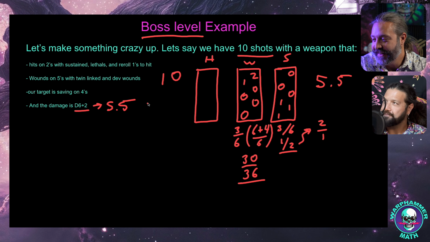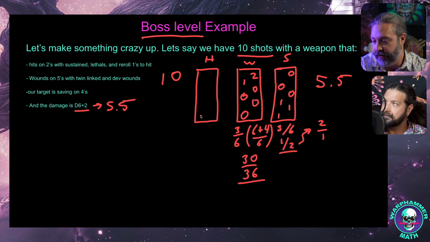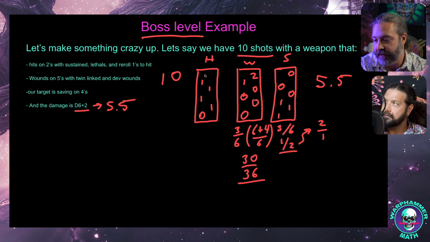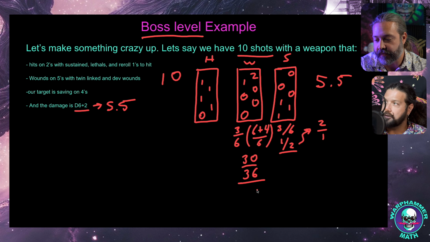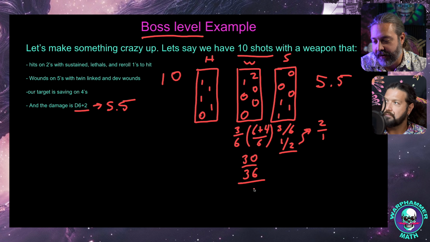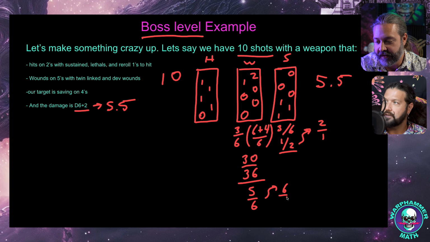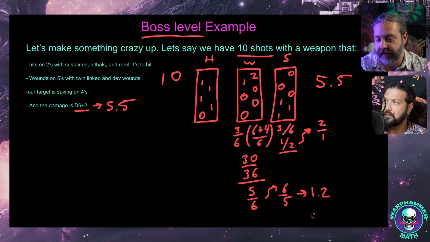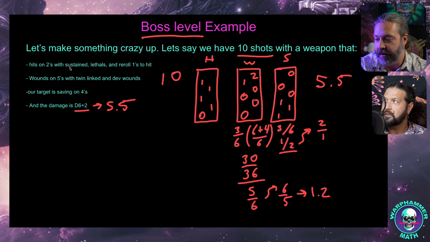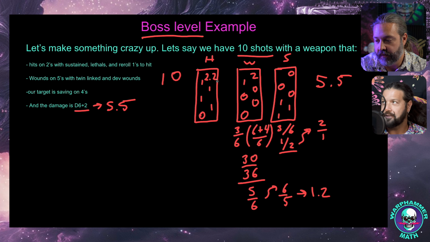And then for our hit roll, hitting on 2s with sustained hits, lethal hits, and re-rolling 1s to hit. Now what's our critical value going to be? 6/5. So I guess we did have to reduce this. This is 5/6, and the reciprocal of that is going to be 6/5, or if you prefer, 1.2. But we also have sustained. We're going to add 1 to it also. So it's going to be 2.2.